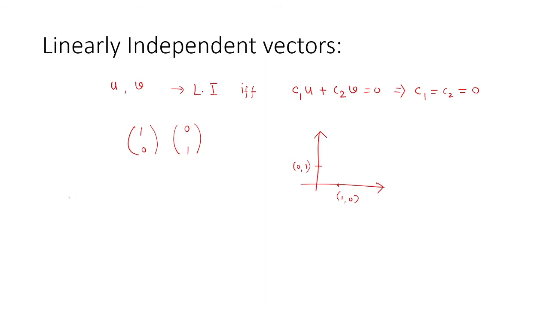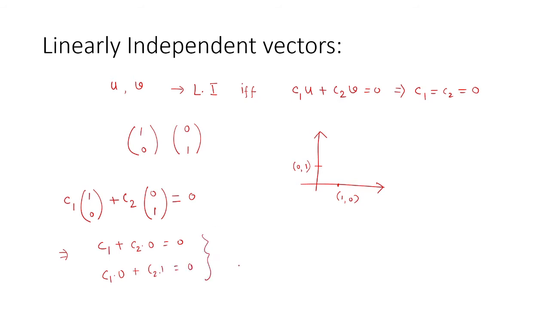How to show that? We take the linear combination of the two vectors, c1 times (1, 0) plus c2 times (0, 1), and according to the definition we set this equal to 0. From here we get c1 plus c2 times 0 equals 0, and c1 times 0 plus c2 times 1 equals 0. So basically we are getting a system of linear equations. We want to solve this equation.